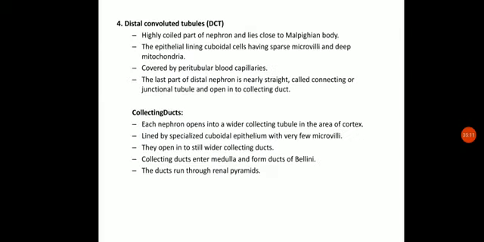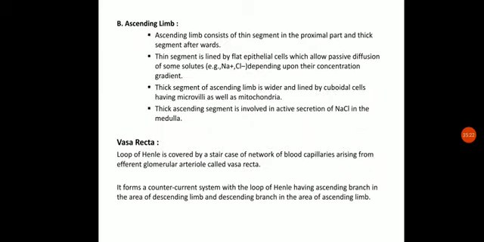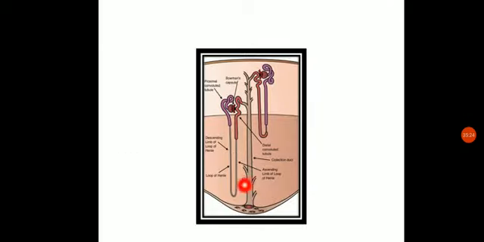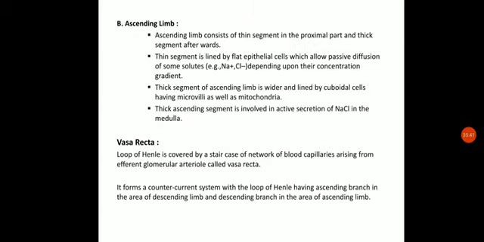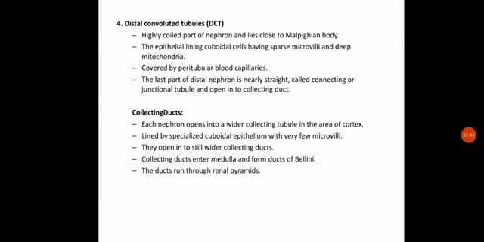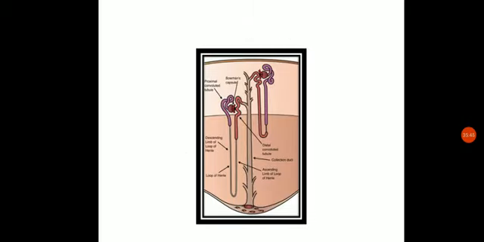Now they are lined by cuboidal epithelium with very few microvilli because they do not play a very important role in absorption. They open into still wider collecting ducts. Even this collecting duct will further open into a wider collecting duct. Here you can see the major collecting duct, so that the fluid which is formed has to be taken out through the ureter. The collecting ducts enter the medulla and form the ducts of Bellini. So collecting ducts may enter the medullary region, and these will be called the ducts of Bellini.